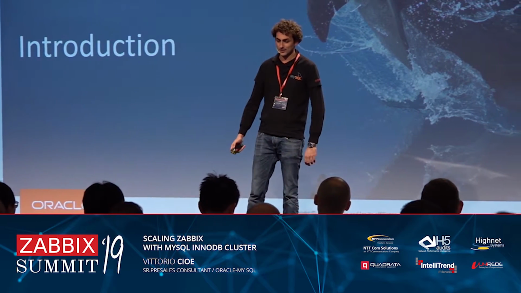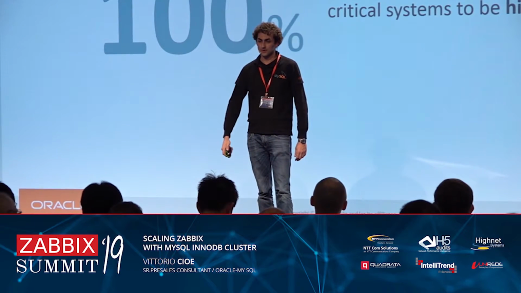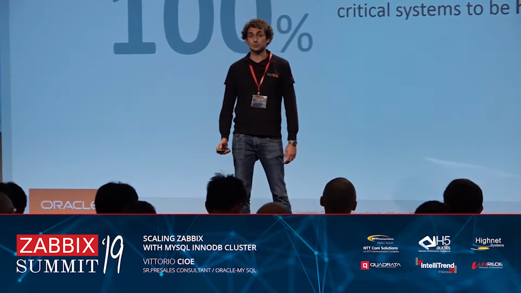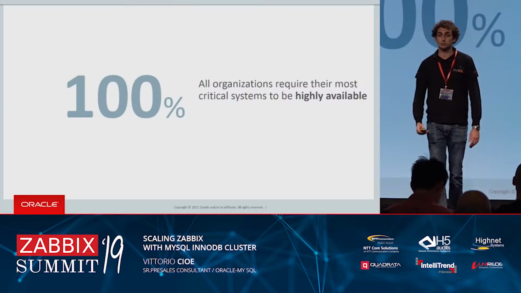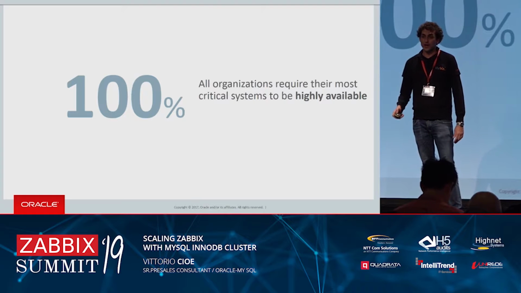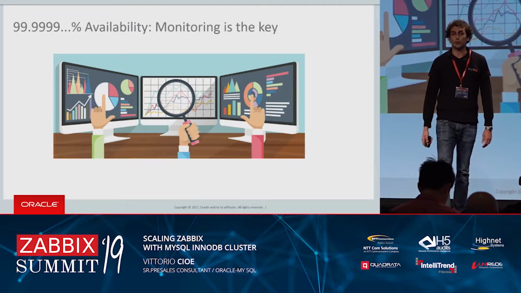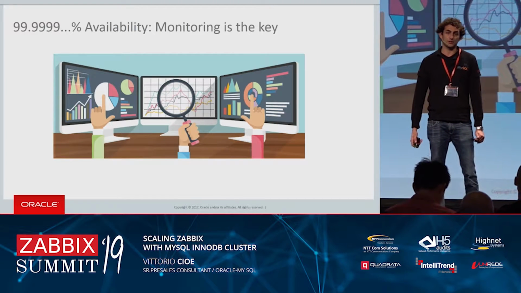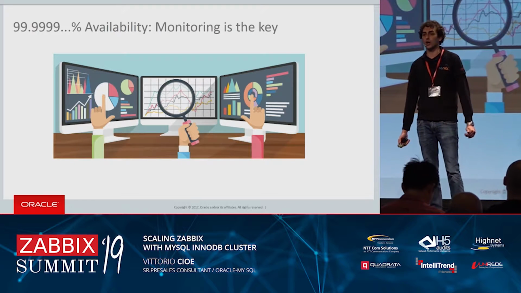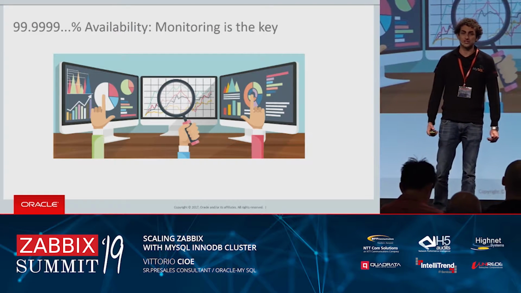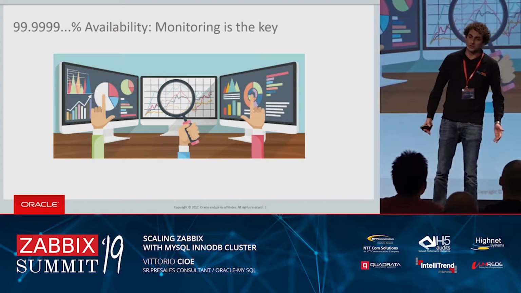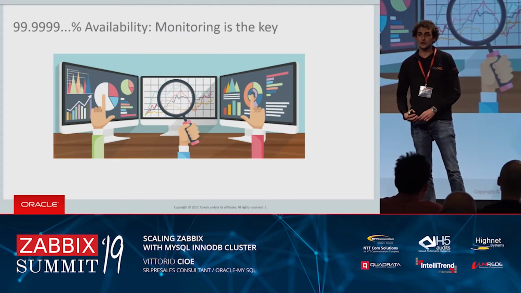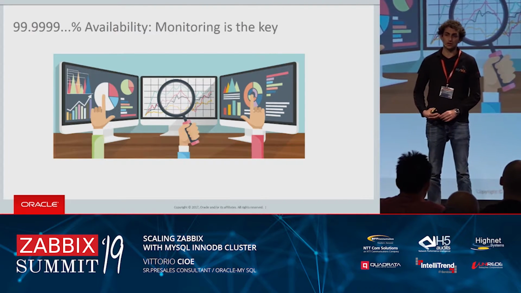So, time is flowing. Basically, 100% of organizations want their critical systems to be highly available. And what's more critical than monitoring? Monitoring systems are our eyes into the infrastructure. They allow us to see what's wrong, what could be better, so they can potentially save us a lot of money.